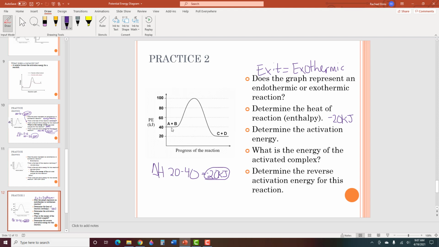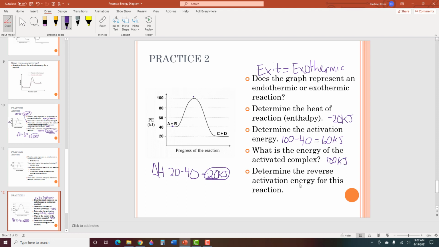Determine the activation energy. So remember, that is from where you start to the top of the hill, and this one again is always positive, so it's 100 minus where you started, which was 40, and so this is 60 kilojoules. And then what's the energy of the activated complex? That's just the top of the hill, no subtraction needed. This is 100 kilojoules.